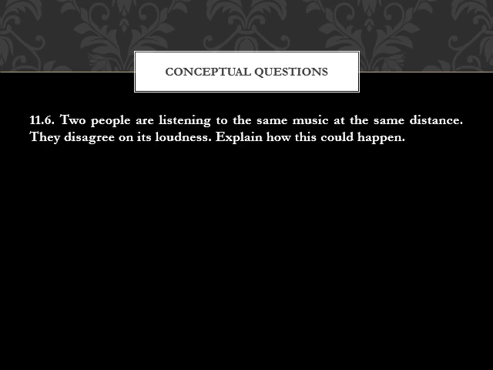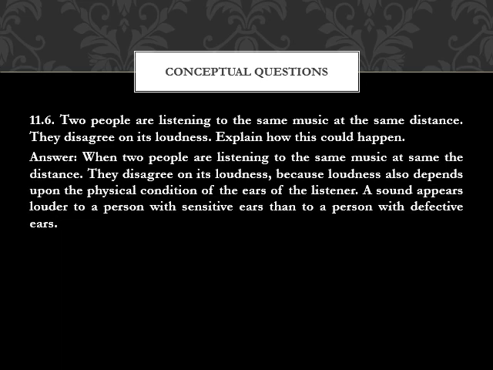Now the next question is, two people are listening to the same music at the same distance. They disagree on its loudness. Explain how this could happen. This can happen because loudness also depends upon the physical condition of the ear. Two people listening to the same music at the same distance can disagree on its loudness.